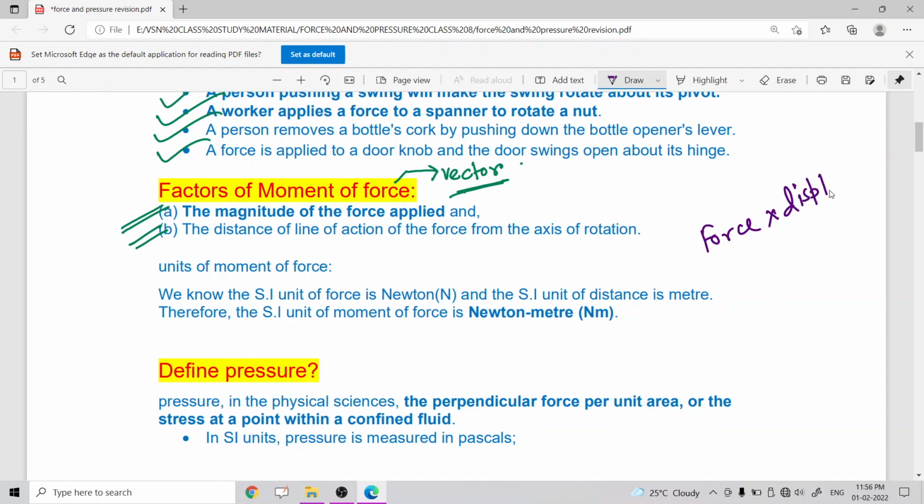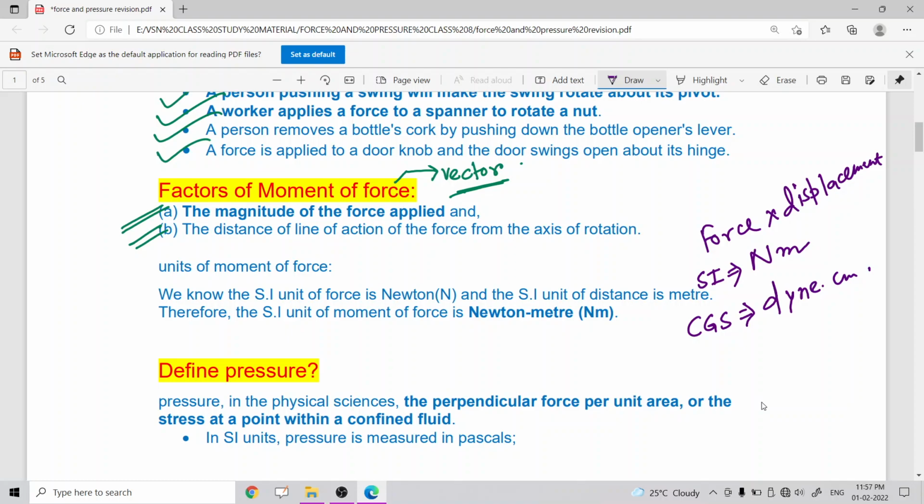So you can take force means Newton, and displacement means meter, so you get the SI unit is Newton meter. And what is the CGS unit? The CGS unit is dyne into centimeter. Now you can see these units are similar to work.